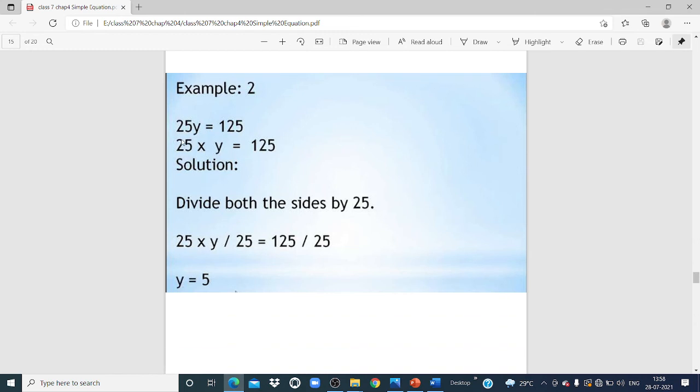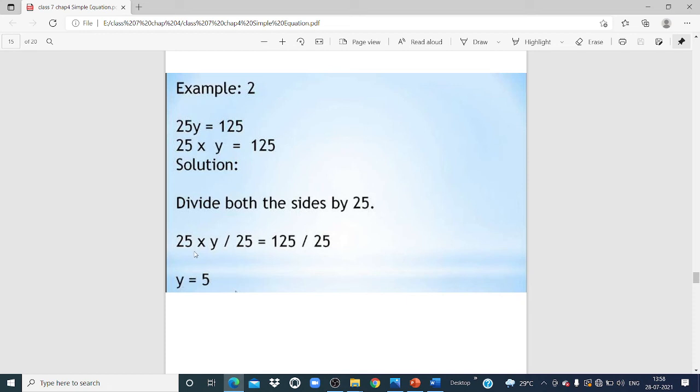Suppose we have an example: 25y divided by 125, I mean 25y is equal to 125. 25 into y means what? Here we have a multiplication, equal to 125. So in the example we have a multiplication, no? So while finding the solution, while finding the answer, do the division.